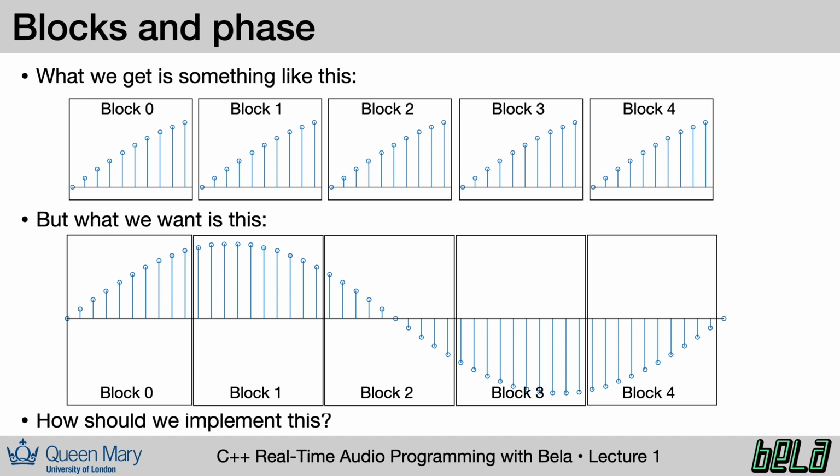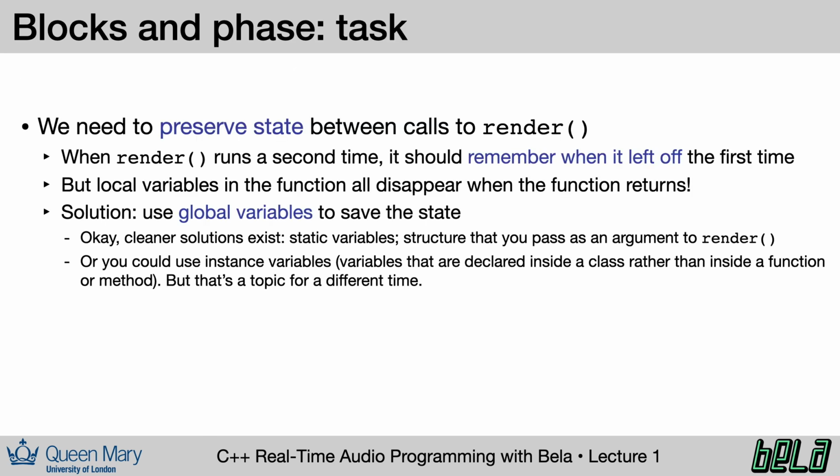But what we actually want is for our code to remember where we were in the sine wave so that the next time we have a block generated, we can pick up from where we were and carry on and have a smooth calculation. How do we do this? Well, the key is that we need to preserve state. By state, I just mean remembering what we were doing, having some kind of information that persists beyond one call to the render function in Bela. So the idea is that every time the render function runs, we're going to remember where it left off and we're going to pick up from there.